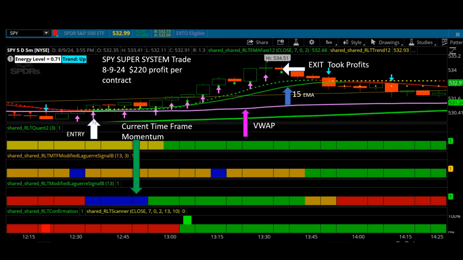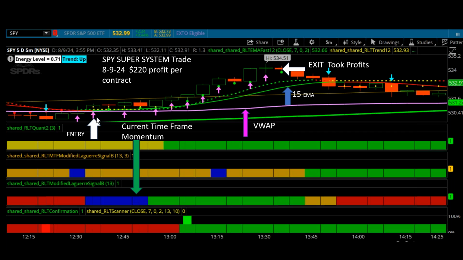Now, if you see where I've got this identified on this entry right here, you see how the current time frame momentum goes from red, institutions selling, to blue, institutions buying. All right, so that was the color change that I was looking for. So I now have institutions buying. I can be bullish. The stock is breaking up through the VWAP. You see the VWAP right there, the pink line? There's the arrow. You see how it's moving up through it?